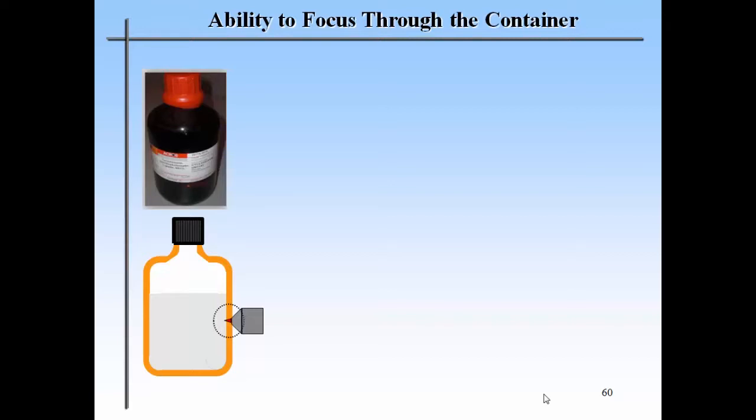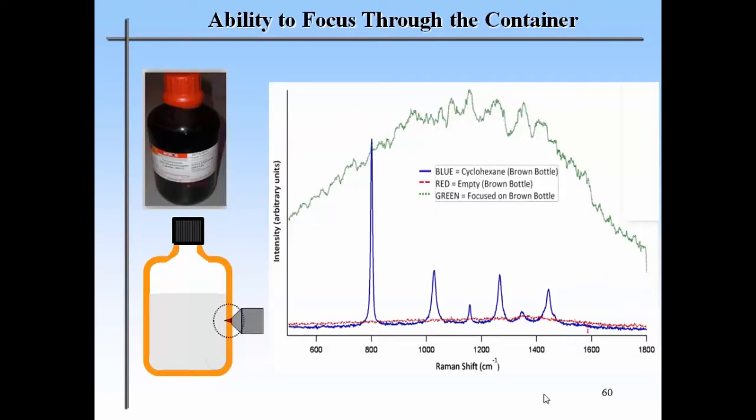But here, you get the Raman effect only from the focus which is in the liquid. So the blue spectrum is the ideal case where the focus is in the liquid. The red is an empty bottle. The focus is in the bottle, but there is nothing in the bottle, and you don't see anything. And the green is the focus in the brown bottle, and then you get fluorescence.